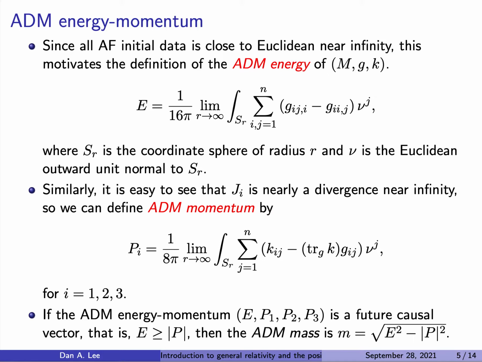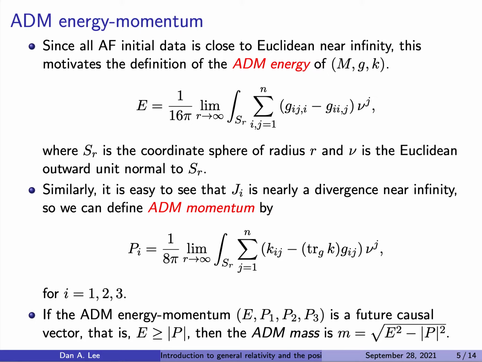Now, if that ADM energy momentum, which is now like a 4-vector, E, P1, P2, P3, is future causal, meaning that the first component, the time component, is greater than or equal to the space components, so the assumption is that E is greater than or equal to the length of P. Remember, these are just numbers, E, P1, P2, P3. Then the ADM mass is m, which is the square root of E squared minus the length of P squared.